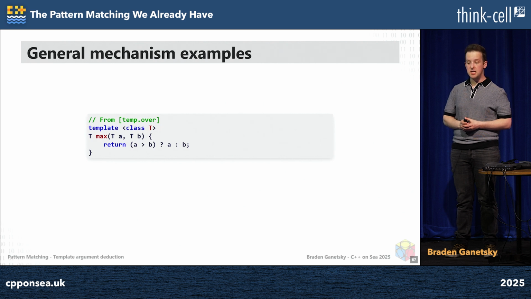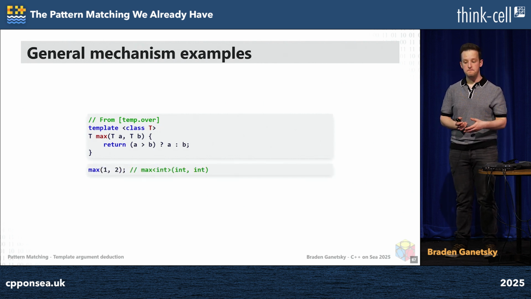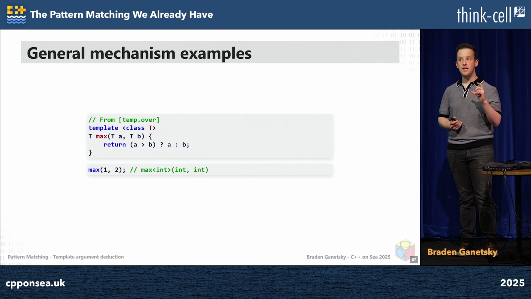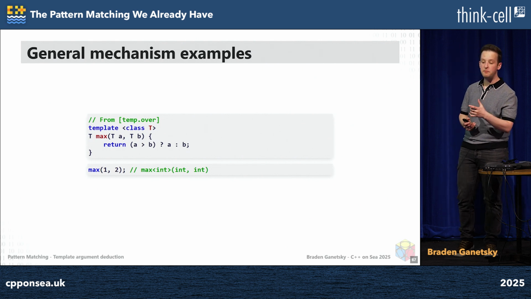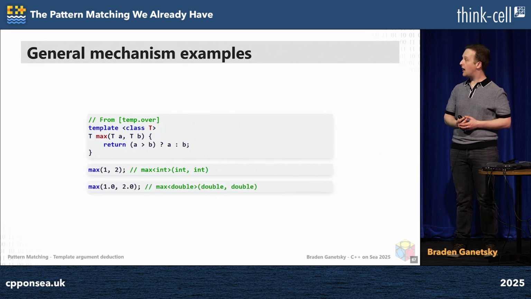We have a max function, and this max function takes a T and then another T. So if we try calling max(1, 2), well, the 1 gets matched up to the type of A, and then 2 gets matched up to the type of B, so that's int with T, and then int with T, so we end up with int. That's great. Same with 1.0 and 2.0, we end up with double, and that's also fine.